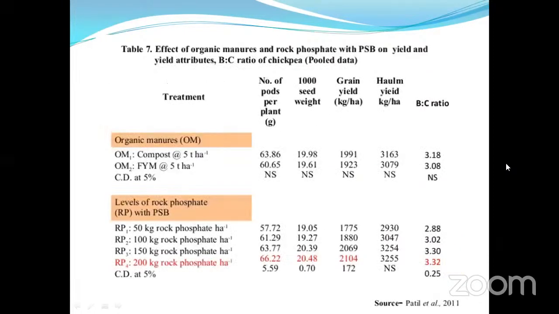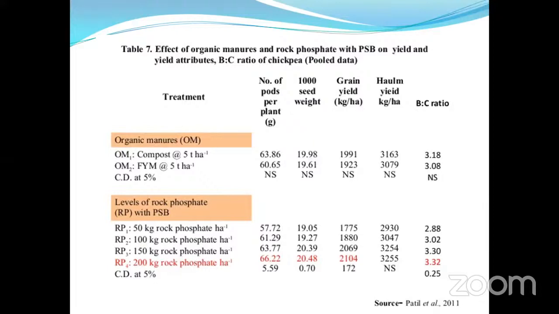This is one small example from a study where you can see rock phosphate, which is an insoluble form of phosphate, and plants cannot readily use it. Whenever you use rock phosphate with microbial cultures, different cultures are there which solubilize this rock phosphate. You can see the enhancement in number of pods per plant, thousand seed weight, green grain yield, and even the BC ratio is increased. So you can see that using PSB is beneficial for plant growth and development.